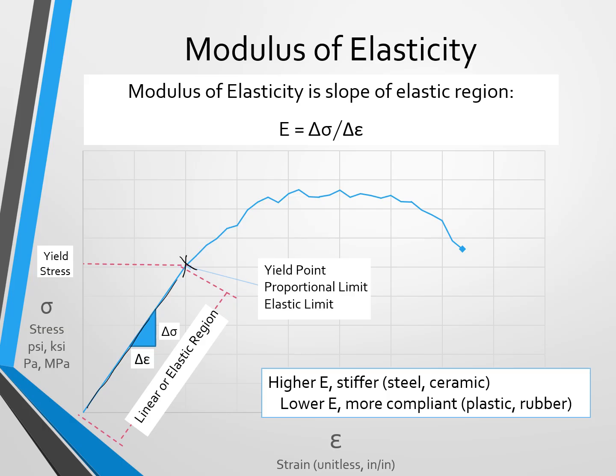An elastic deformation is not permanent. The material will return to its normal shape once the applied load is removed. We can calculate the modulus of elasticity as the change in stress divided by the change in strain in this linear region. And since strain is unitless, modulus of elasticity has the units of pressure, or psi, or pascals. Again, keep in mind that the stiffer the material, the higher the modulus, and thus the slope of this curve.